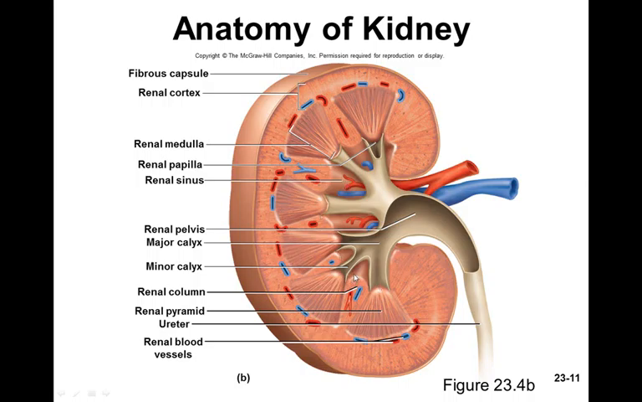Okay, now here is a minor calyx. 1, 2, 3. Those are the minor calyces. See how all 3 of those converge into one? This is a major calyx. And 1, 2, 3, all 3 of those converge into another major calyx. Okay? Then the 2 major calyces form into the pelvis. Right here is the renal pelvis. And then, of course, down this tube is the ureter.